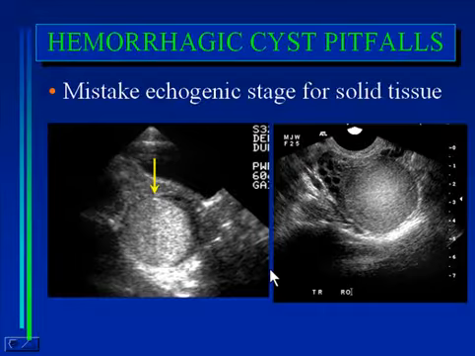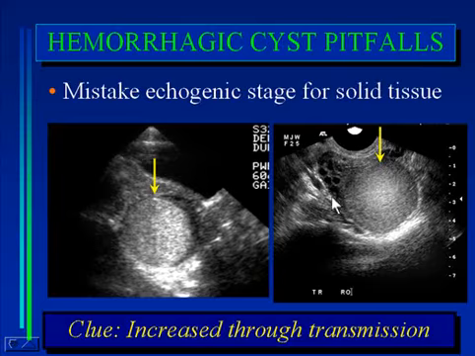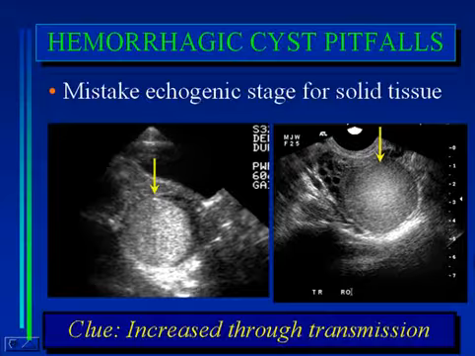A more recent example of this is shown here, highly echogenic mass originating from within the ovary, which has follicles here. And this patient did not have surgery, but had 6-week follow-up ultrasound, and the cyst had resolved because it was a hemorrhagic ovarian cyst.